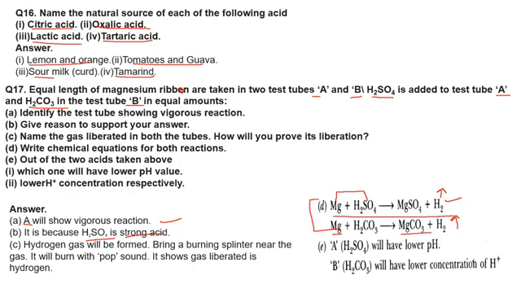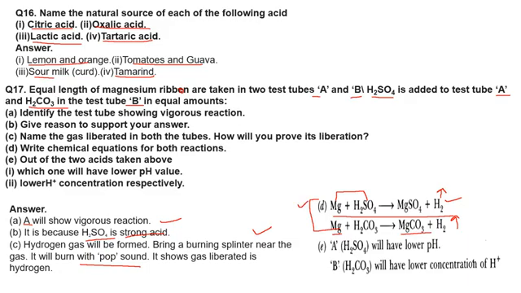Name the gas liberated in both the tubes. How will you prove this liberation? We can take a burning splinter near the gas. It will burn with a pop sound. This shows the gas liberated is hydrogen gas. Write the chemical equation for both the reactions. We have written the chemical equation of both the reactions.